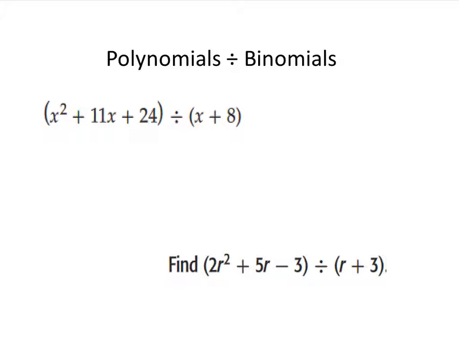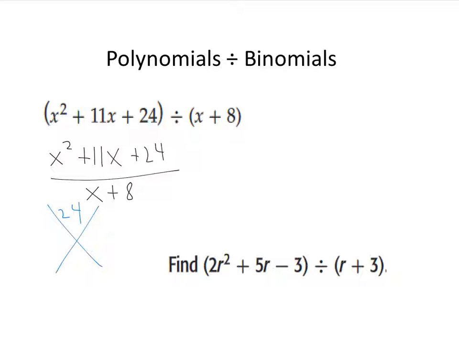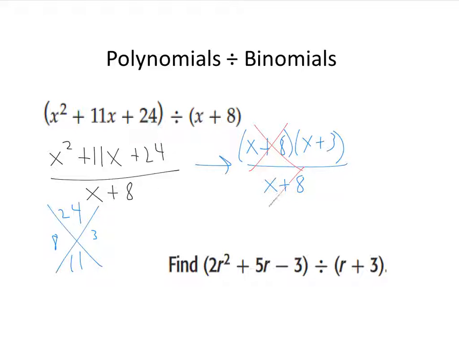Now let's look at a polynomial divided by a binomial. So if we look at our example 1, x squared plus 11x plus 24 divided by x plus 8. So I could rewrite this as x squared plus 11x plus 24 divided by x plus 8. And let's look at factoring. So factors of 24 that, when added together, give me 11 are 8 and 3. So what this would turn into would be x plus 8 times x plus 3 divided by x plus 8. And then I can simplify terms here. And so my final answer would just be x plus 3 over 1, and I don't necessarily need to write the over 1.